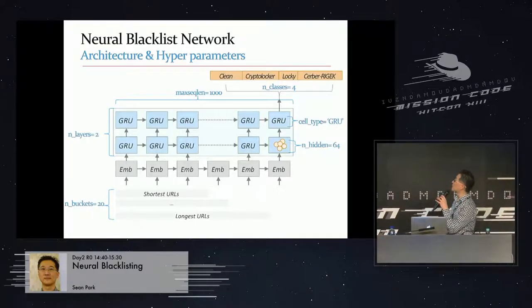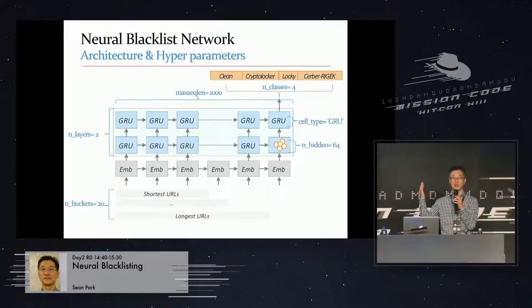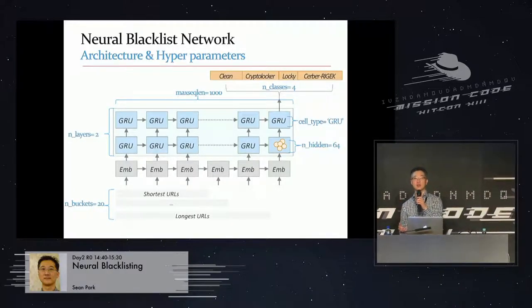And also the cell type I used was GRU, and the number of classes I've got is four. So I've used only four types of URL in this experiment: the clean URL, CryptoLocker, Locky, and ServerRegK. And the number of hidden units I used in the memory cell is only 64.